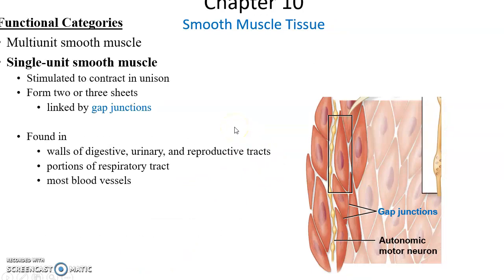In single unit smooth muscle tissue, the neuron is modified. It doesn't actually make these neuromuscular junctions. Instead, it's going to release its neurotransmitters and have them bind to smooth muscle cells that are nearby. And then those muscles will contract, and the signal will pass on to neighboring smooth muscle cells via the gap junctions that are between adjacent smooth muscle cells. So, for instance, the walls in the digestive, urinary, and reproductive tracts, some of the respiratory tract, most blood vessels, are single unit. The signal spreads more slowly from one cell to the next cell via gap junctions.